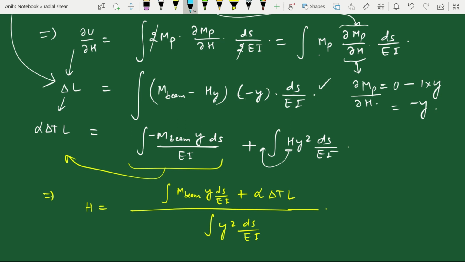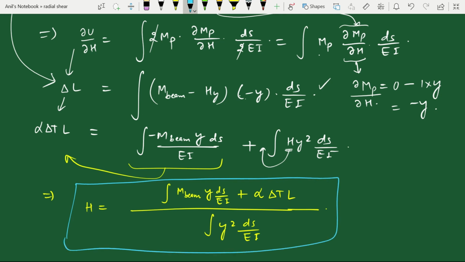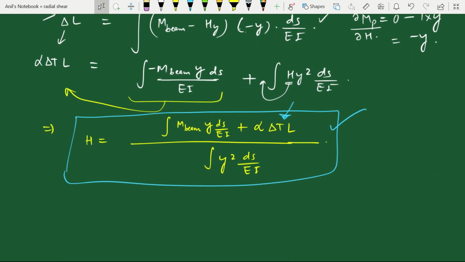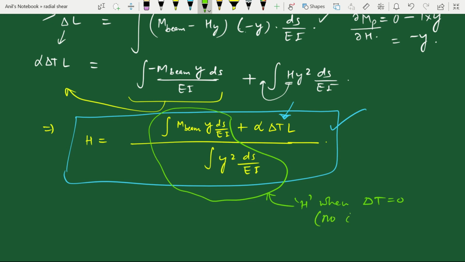So this is the formula that we use for calculating H when temperature change is there. If you compare it with the original formula of H that had only this portion, that is H when delta T is 0, which means there is no temperature change, so temperature is constant. So this extra term alpha delta T L is there in the numerator if delta T is not 0.